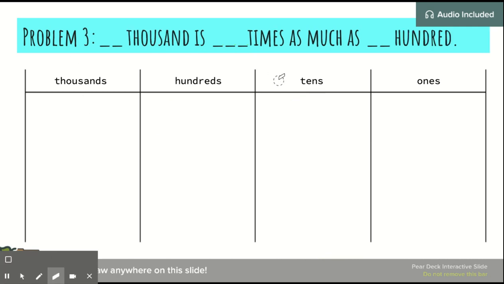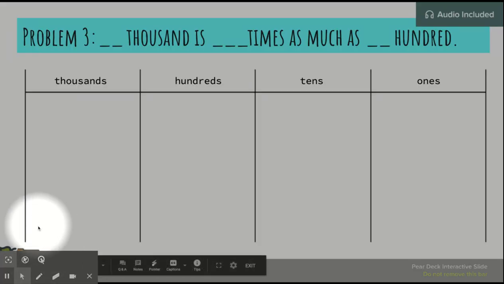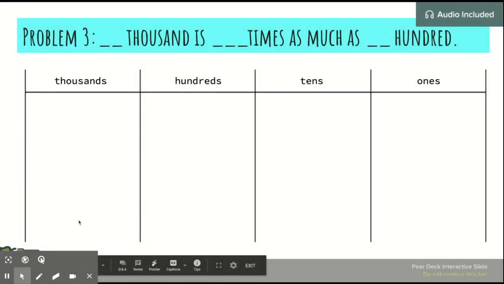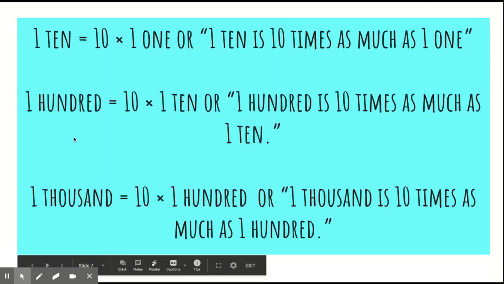Now for problem 3, we're taking hundreds and making them into 1,000. I'm going to let you do this one on your own, but the idea is that 1,000 is 10 times as much as 100. We can continue on and think about it like this.